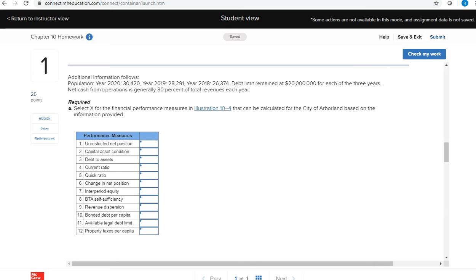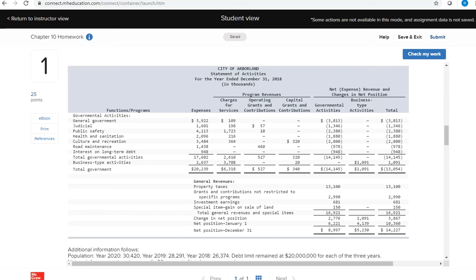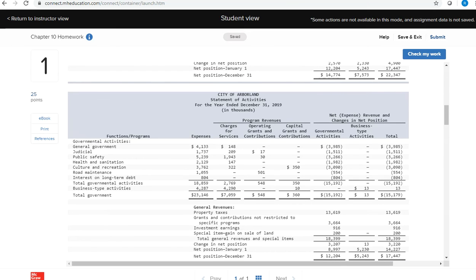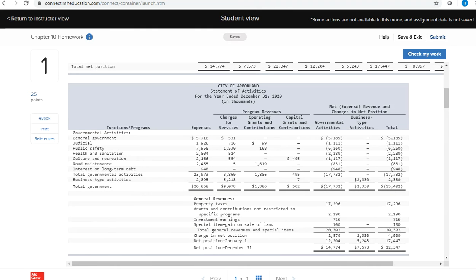So you're going to look back at illustration 10.4, and this will be on page 426. And so, for example, for unrestricted net position, you're going to be looking at unrestricted net position and revenue. So do you have that information in order to make an analysis of this ratio? So you'll be looking through your information to see if you have that. Now we know we have revenue. That's given to us.